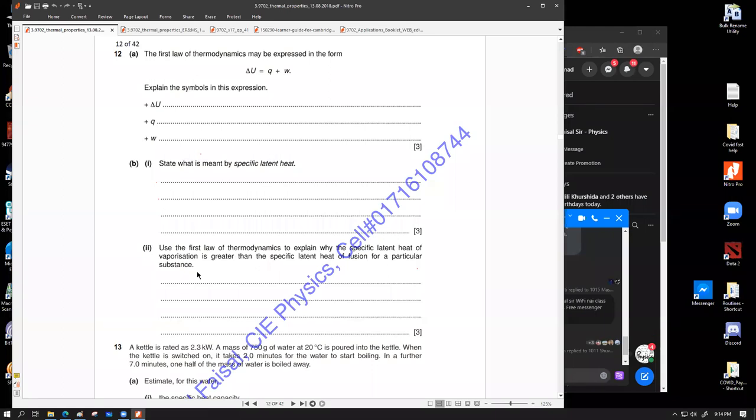Two sentences. Next, I'm going to write: in the boiling process, delta U is bigger than melting, and also W is negative. So Q has to be significantly bigger for the latent heat of vaporization compared to the latent heat of fusion.